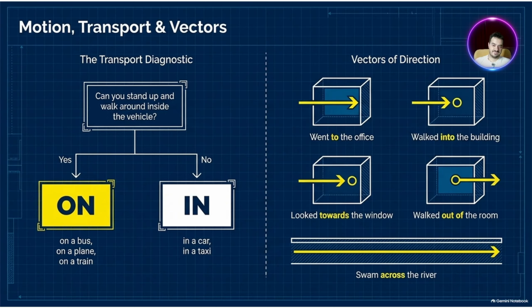Now, finally, down below here, we have swim across the river. Maybe this image is not very good to represent the word across, but just know when you're moving from one side to the other side of somewhere, you can use the word across. So for example, swimming across the river means to swim from one side of it to the other side.